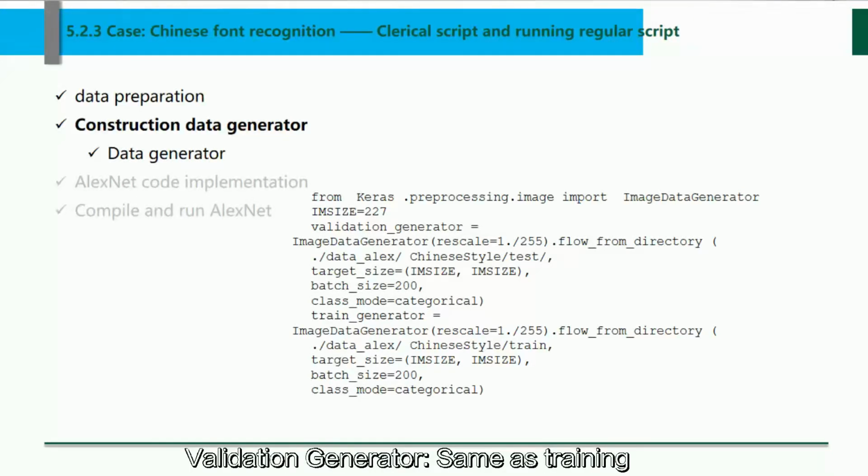Validation generator, same as training but reads from the test folder. This generator automatically maps folder names Lishu or Xingkai to labels. We don't need to manually assign labels, which saves time.